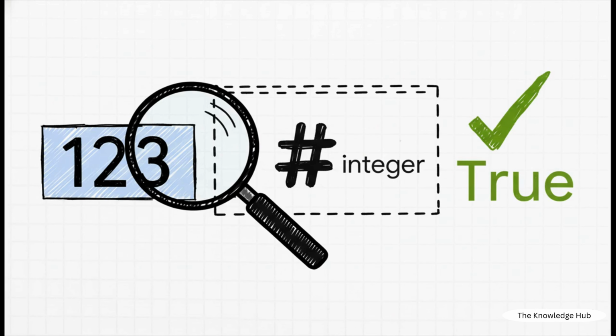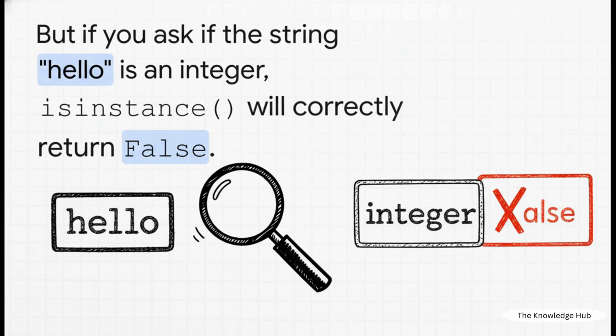For example, we can literally ask Python, hey, is the value 123 an instance of an integer? Python checks it out and comes back with true. Yep, it sure is. This is a super reliable way to make sure your data is what you think it is before you try to use it. And on the flip side, if we ask, hey, is the string hello an integer? Isinstance correctly tells us false. Nope, no way. This one simple check can save you from a ton of headaches and errors down the line.